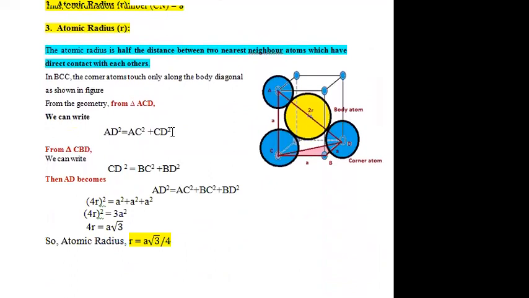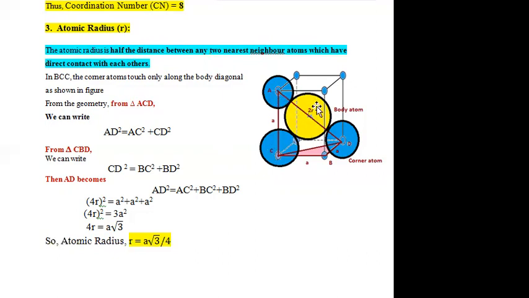The third parameter is the atomic radius. It is defined as half of the distance between any two nearest neighboring atoms which have direct contact with each other. In the BCC structure, the corner atoms do not touch each other. The corner atoms touch only along the body diagonal.